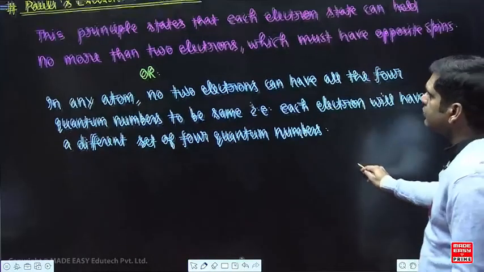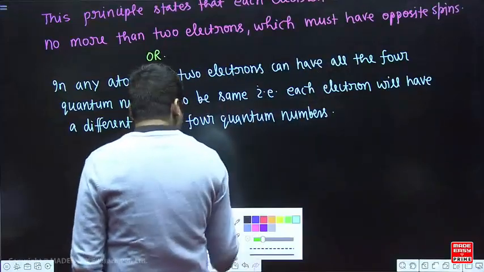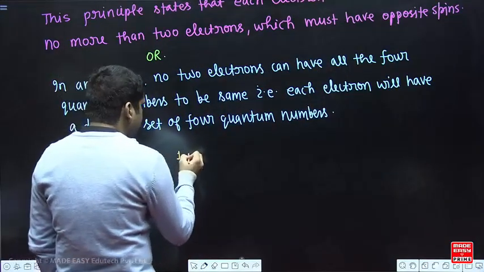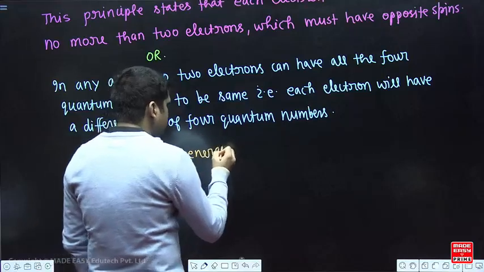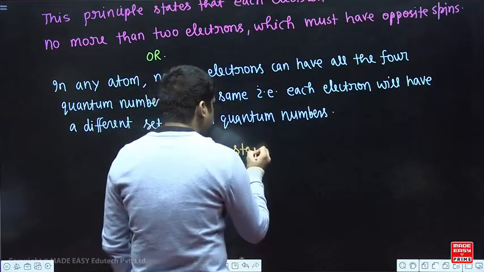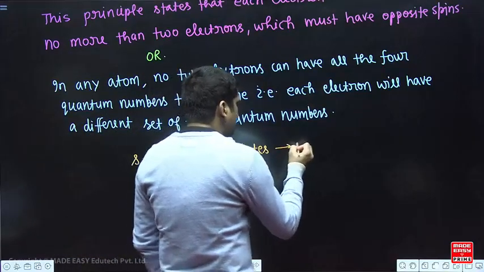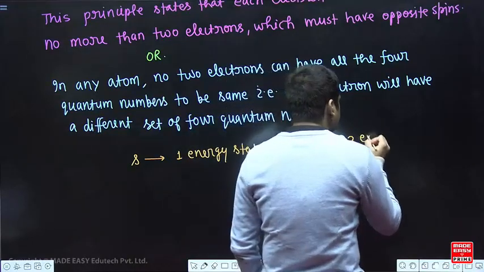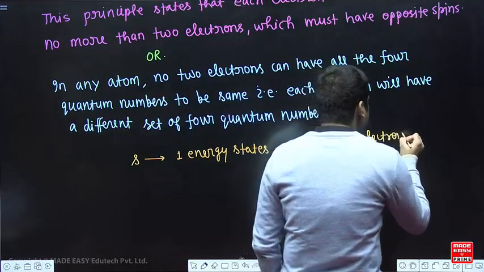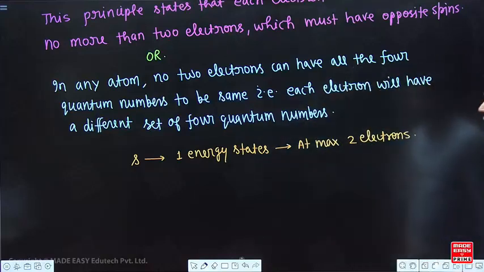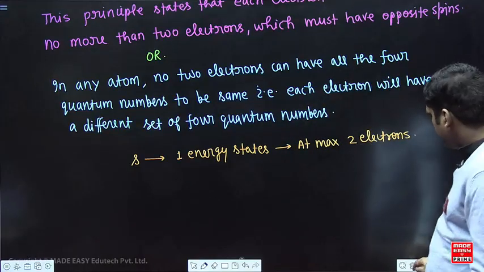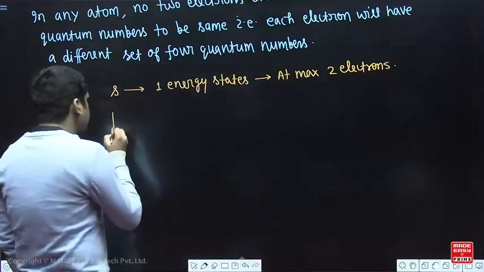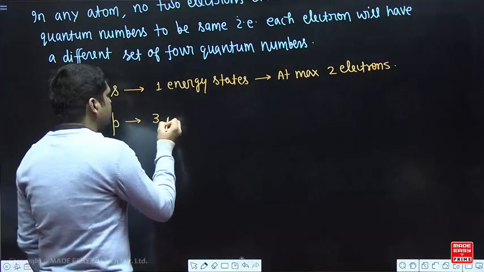The direct consequence of this effect is in the S subshell there is one energy state, and if there is one energy state, then at max 2 electrons. So S subshell cannot accommodate more than 2 electrons, one anti-clockwise and another clockwise. Then P subshell is having 3 energy states.